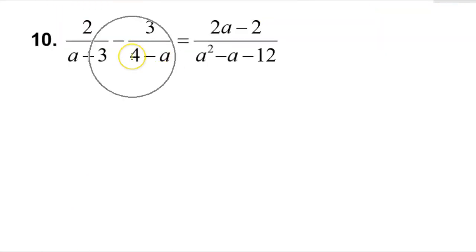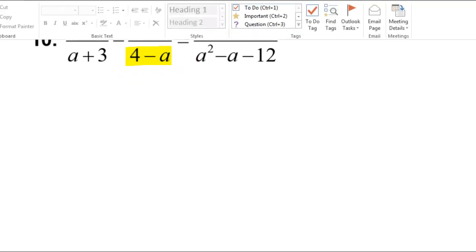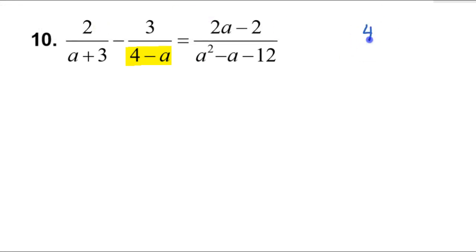All right, number 10 has this strange backwards term. We're going to have to deal with that. So just remember, as I do this off to the side, if I have 4 minus a, if I write this in the correct order, it'll be negative a plus 4.